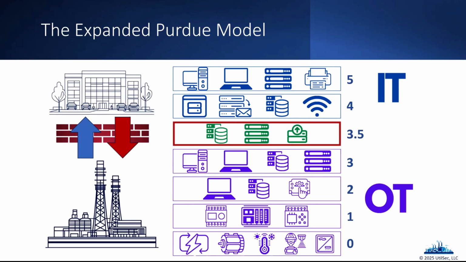So that's the expanded Purdue model. So you'll hear me, as we go throughout the course, talking about maybe a layer 2 attack, level 2 attack, or maybe we'll talk about, again, level 3.5, right? The IT OT DMZ. But that's the expanded Purdue model.